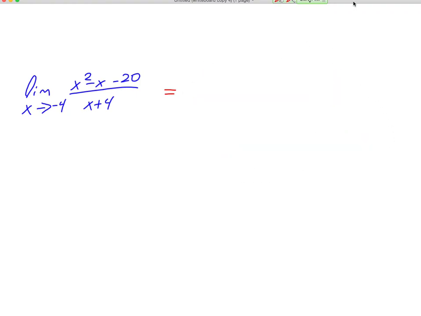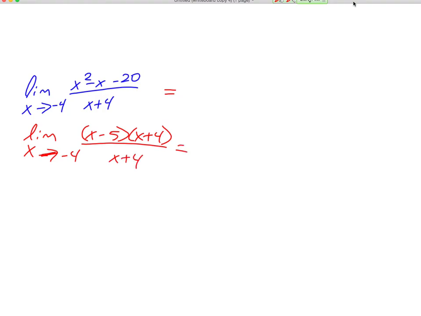So I need to go back to my function. Any thoughts on what I can do to this function? Factor, yes. Okay, factor. So I can factor that numerator. What does it factor into? 5 and 4. So x minus 5, x plus 4.